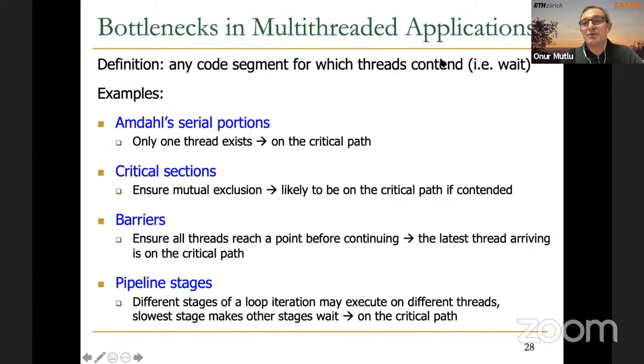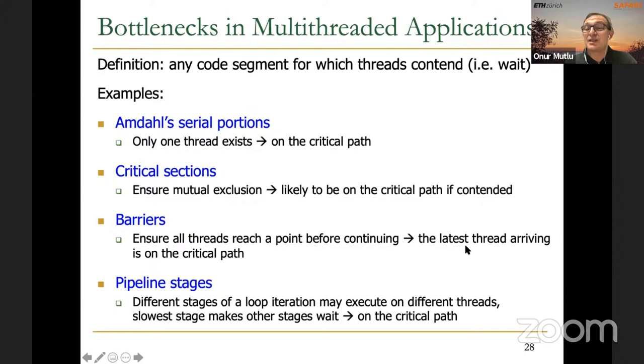Bottlenecks in multi-threaded applications are any code segment for which threads contend or wait. We've seen some bottlenecks: Amdahl serial portions, for example, where only one thread exists. Clearly, that's on the critical path. Critical sections ensure mutual exclusion, and they're likely on the critical path if contended. Barriers ensure all threads reach a point before continuing. The latest thread arriving at the barrier is on the critical path.